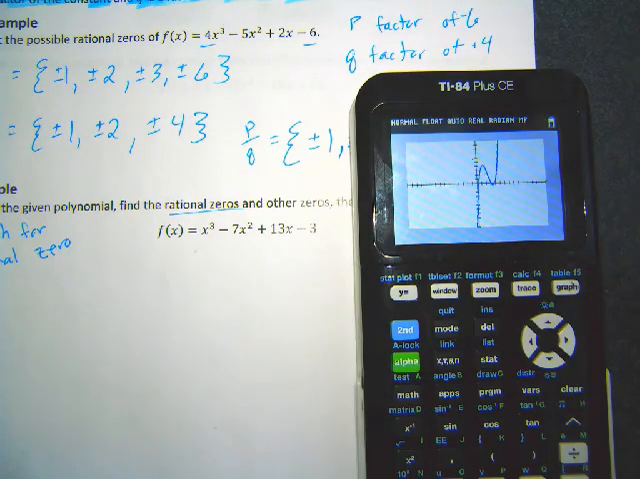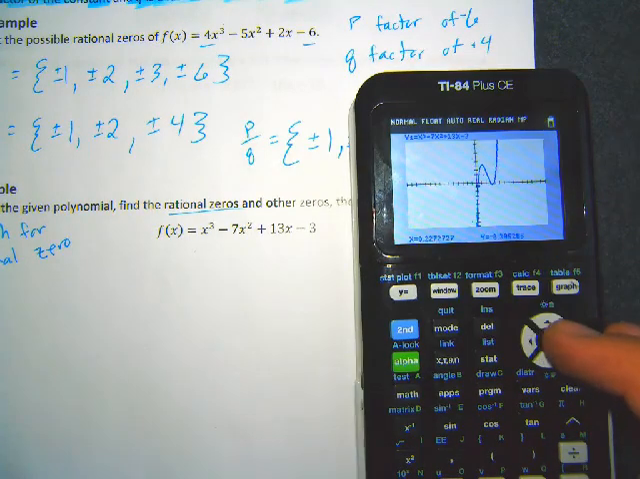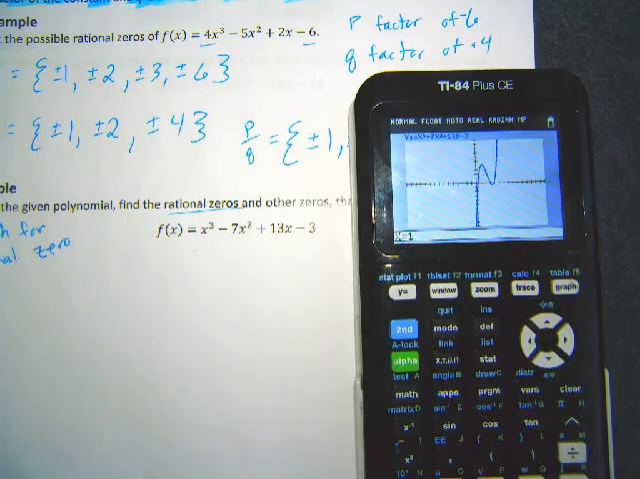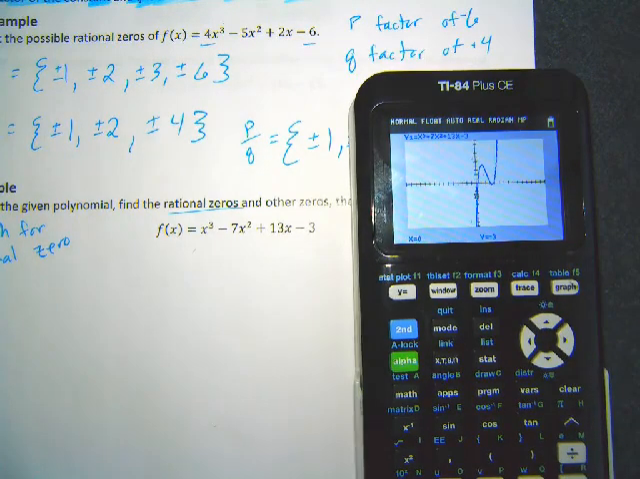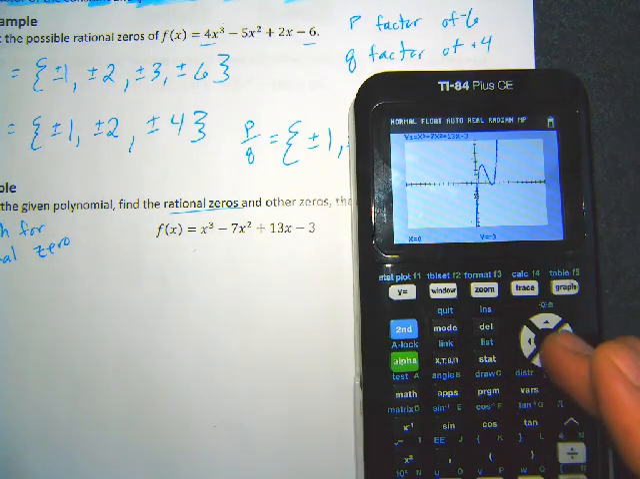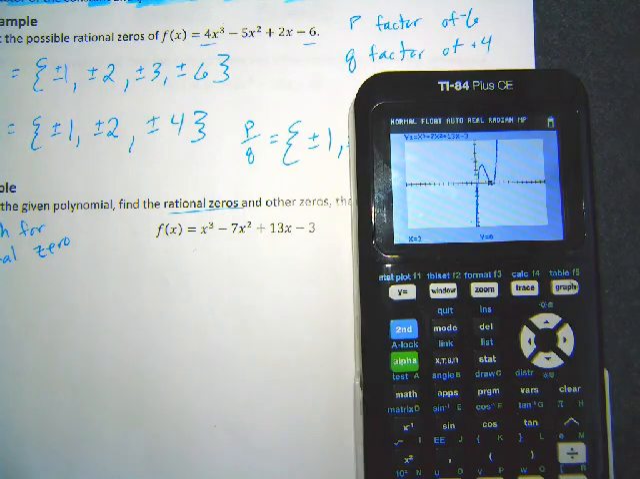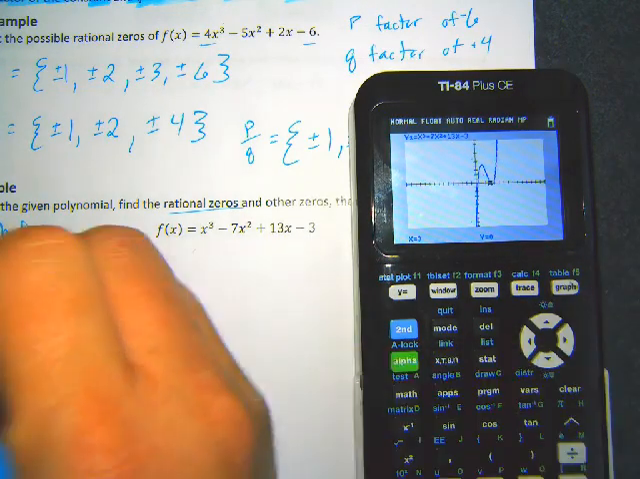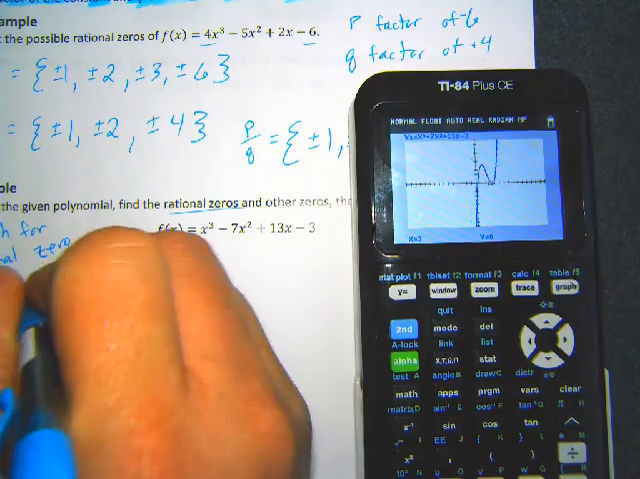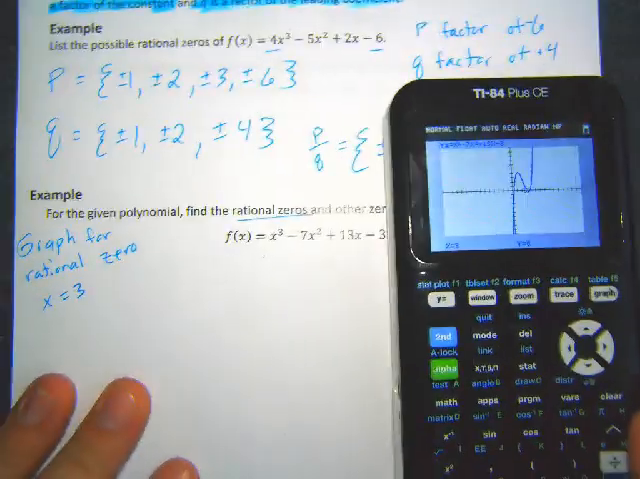Looks like they might all be on here, but when I go to trace, maybe look what they are, you'll notice that they aren't nice whole numbers. So like this one's between 0 and 1. 1 is too far to the right, 0 is too far to the left. So something between 0 and 1. The next one is a 1. This one looks like maybe it's 3, so let's try that. So let's try 3. That one is 3. So 3 is a zero. There's a nice whole number zero. So x equals 3 is a rational zero because it's on the graph.